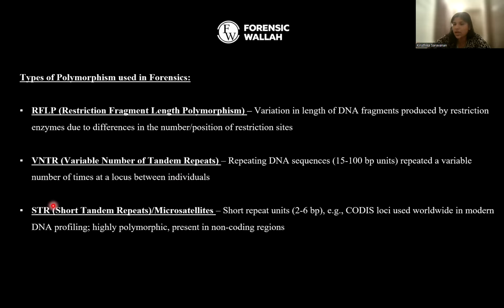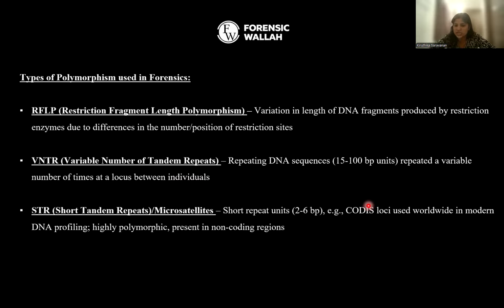Now coming to STR, that is short tandem repeats or microsatellites. These are actually called the gold standards in forensic science, especially in DNA profiling. Why? Because there are only short repeating units. You are taking only 2 to 6 base pairs into consideration, and after those 2 to 6 base pairs, the repetition of the base pairs happens again and again. So this is a very good polymorphism form of DNA which is used in forensics.